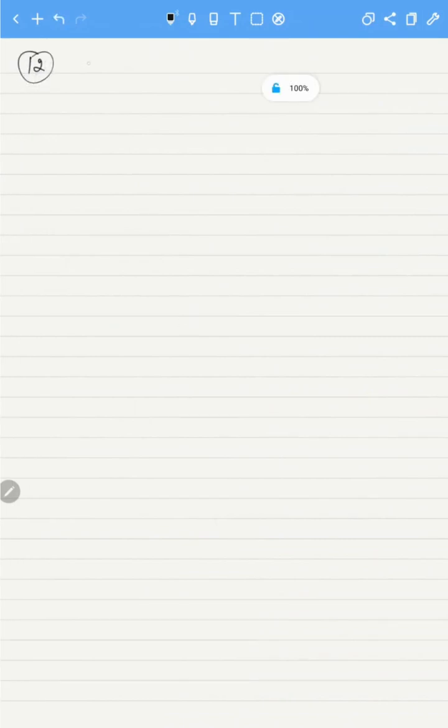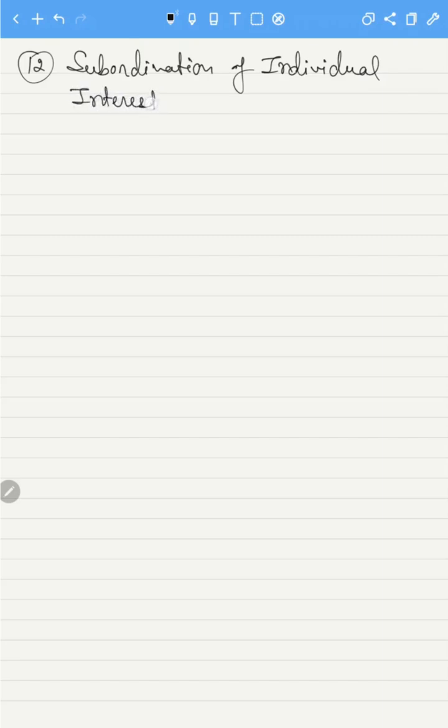The 12th principle is subordination of individual interest to general interest. Subordination of individual interest to general interest.